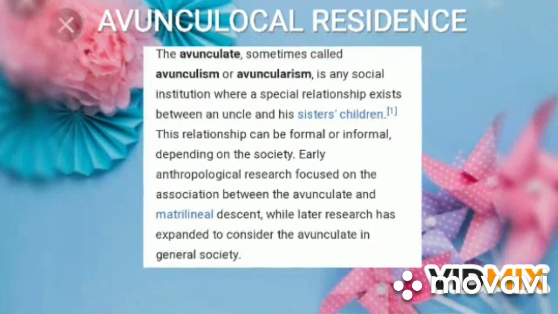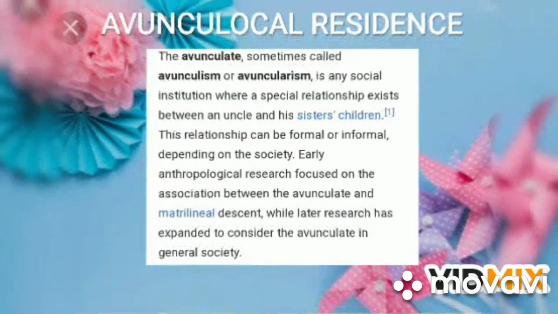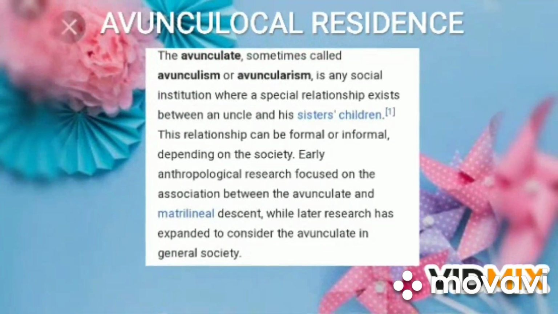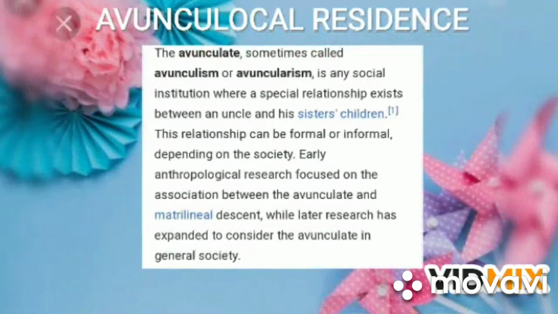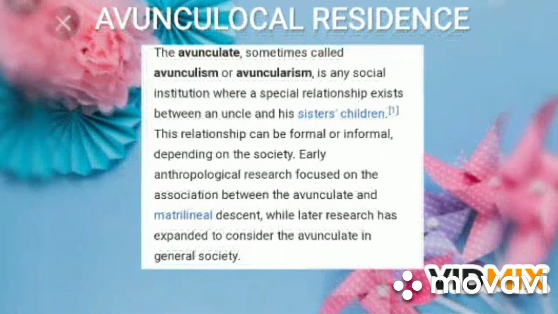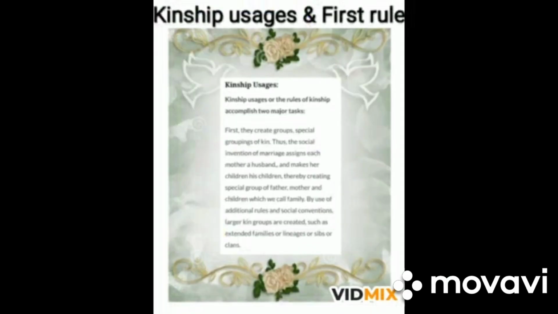Avunculocal residence is one in which a married couple traditionally lives with the man's mother's eldest brother, which often occurs in matrilineal societies.